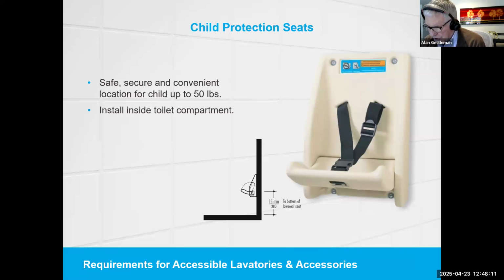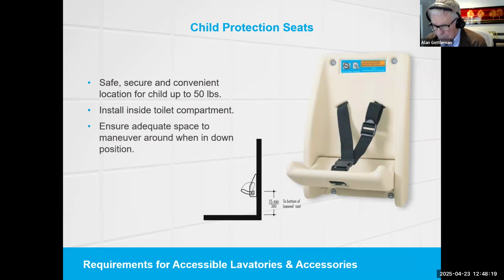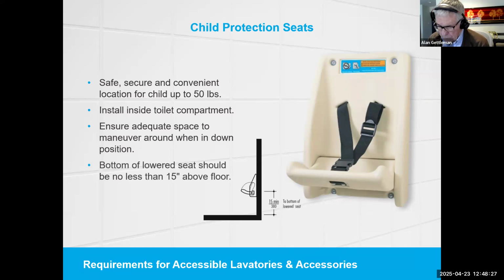Like baby changing stations, they should be assessed for operability and reach in the up and down position. When in the down position, make sure there is adequate space to maneuver around the seated child. And the bottom of the lowered seat should be no less than 15 inches above the floor, the minimum reach range allowed by the ADA and A117 standards.